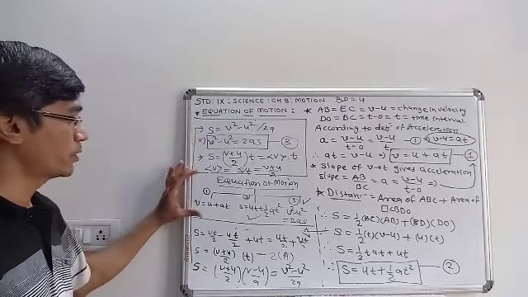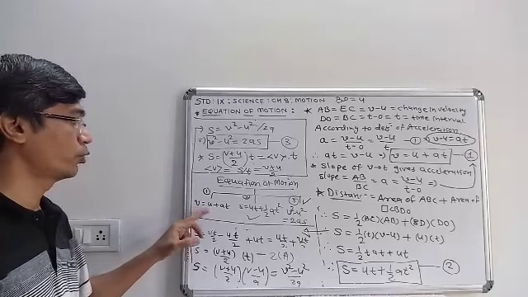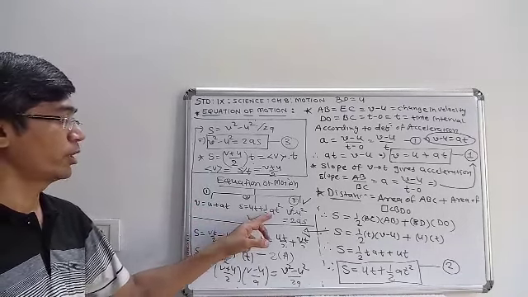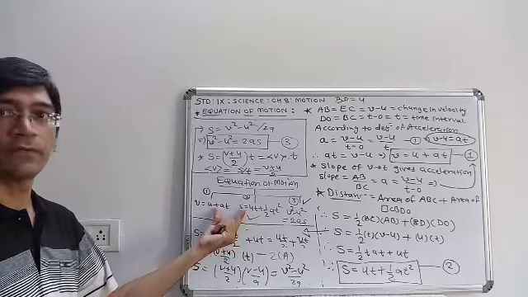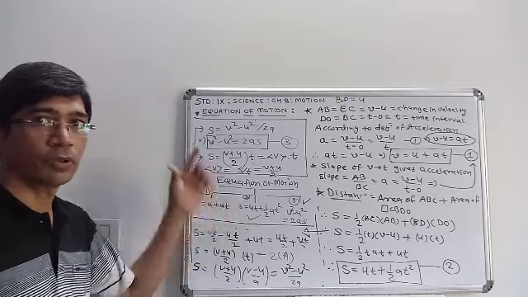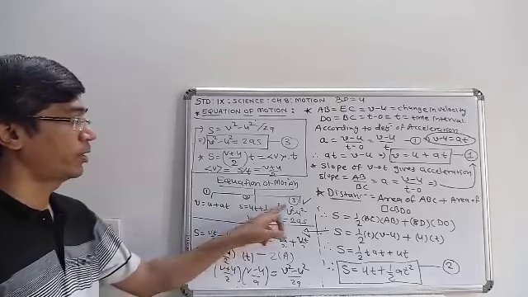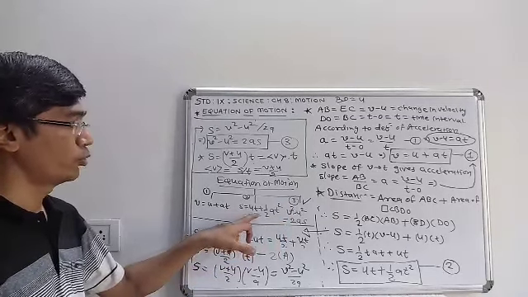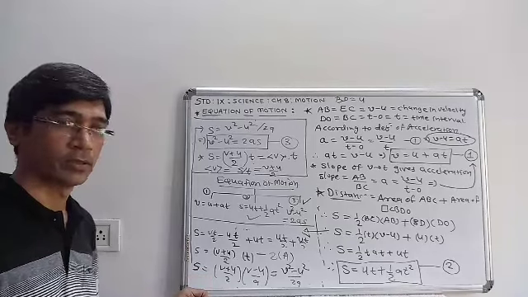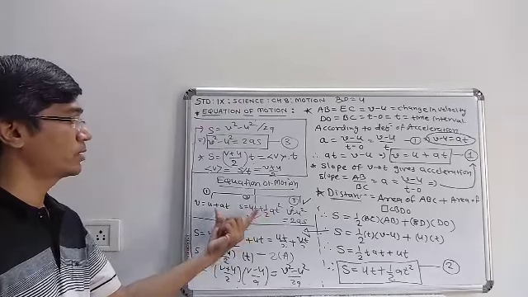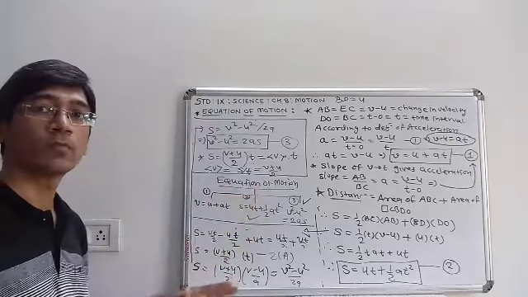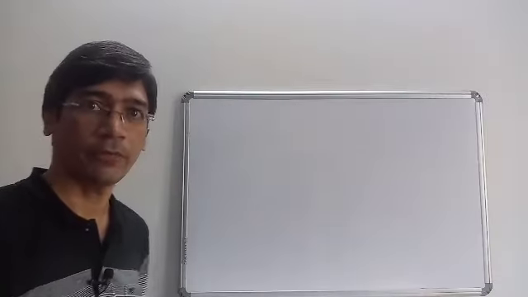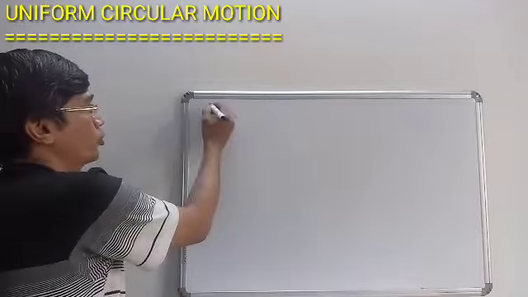So these are the equations of motion. First, v equal to u plus at. Second, s is equal to ut plus 1 by 2 at square. These two equations we obtained from the graph, and the third equation we obtained from the equation s is equal to ut plus 1 by 2 at square. So these three equations are known as the equations of motion. Another topic we are taking is uniform circular motion.